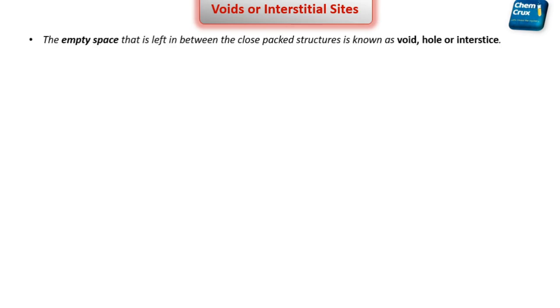So the next topic is voids or interstitial sites. In closed pack structures, you have seen some empty spaces between the spheres. These empty spaces are called void, hole, or interstice. Now these voids are of two types, tetrahedral voids and octahedral voids. So first we will study about tetrahedral voids.